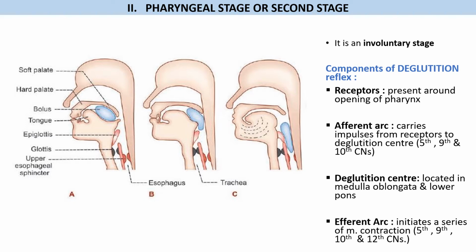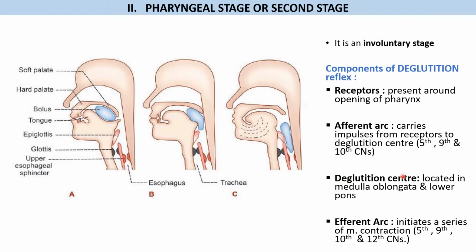Like any other reflex, here also the components of swallowing reflex are, first, receptors. These receptors are present around the pharynx, especially over the tonsillar pillars, which are stimulated by the movement of bolus from the mouth into the pharynx. Now the second is the afferent arc. The second component of the reflex is the afferent arc, which is formed by the 5th, 9th and 10th cranial nerves that carry the impulses from the receptors to the deglutition center.